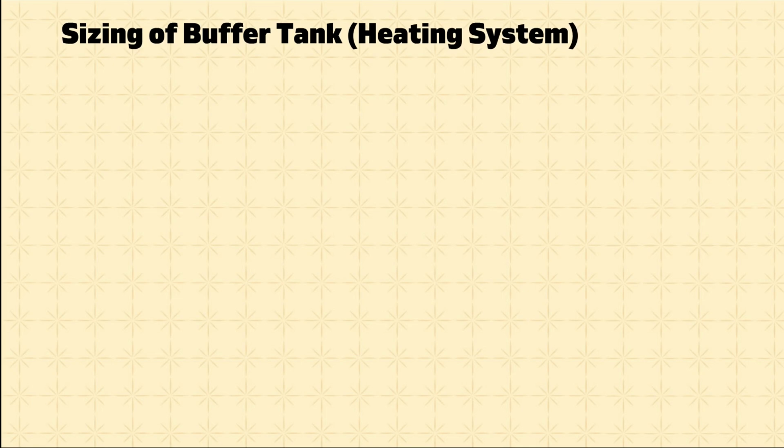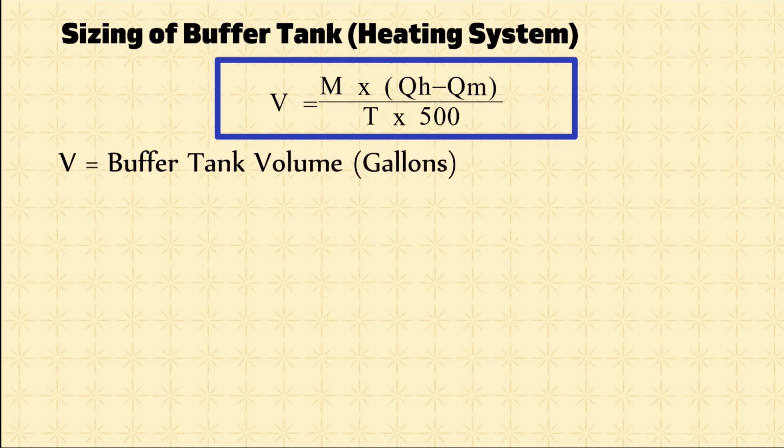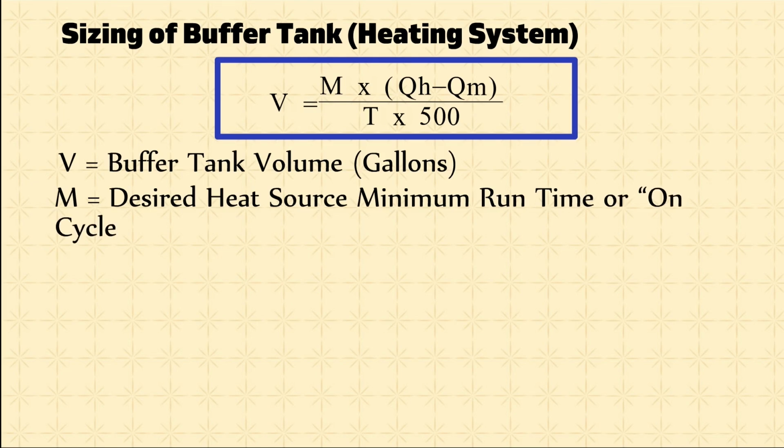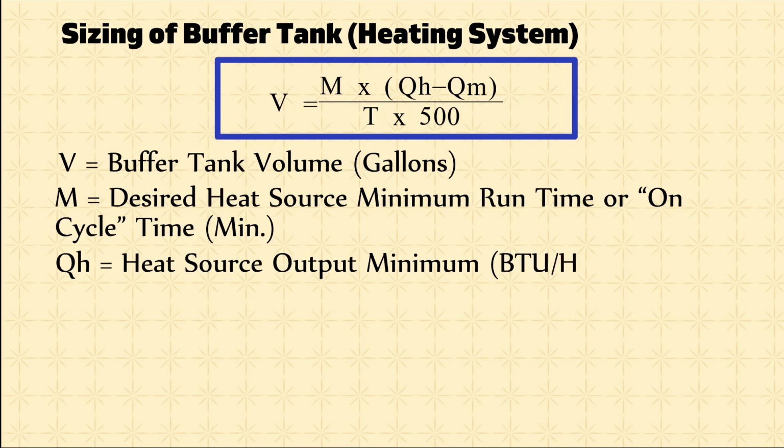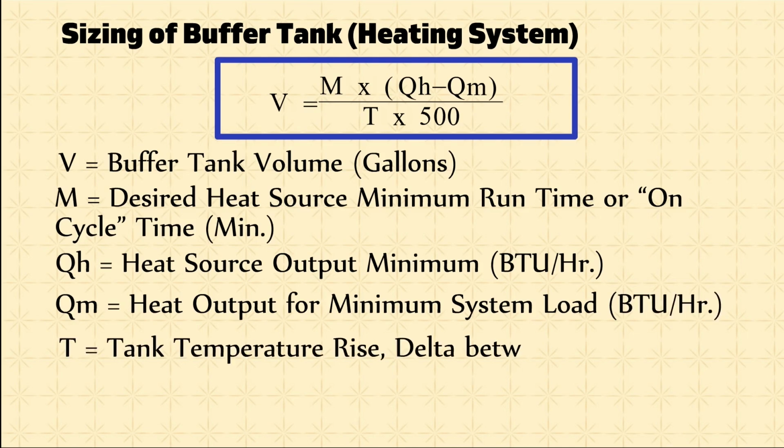Sizing of buffer tank for heating system. There is a formula: V equals M times (QH minus QM) divided by (T times 500), where V is the buffer tank volume in gallons, M is the desired heat source minimum runtime or minimum on-cycle time, QH is the heat source output minimum in BTU per hour, QM is the heat output for minimum system load in BTU per hour, and T is the tank temperature rise, the delta between supply and return in degrees Fahrenheit.